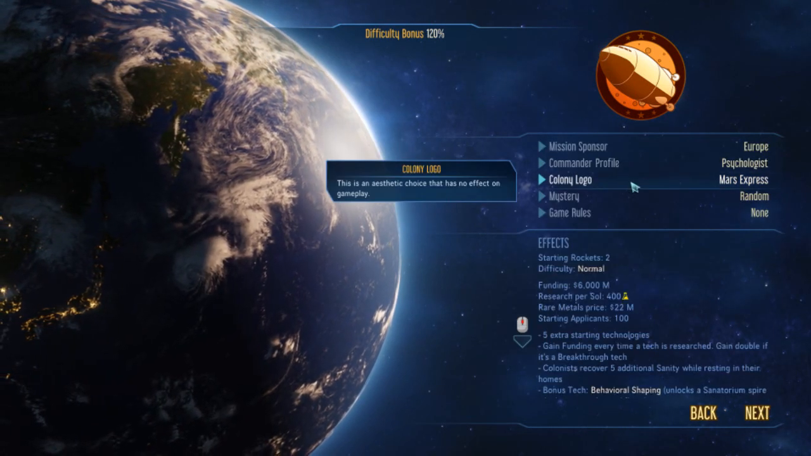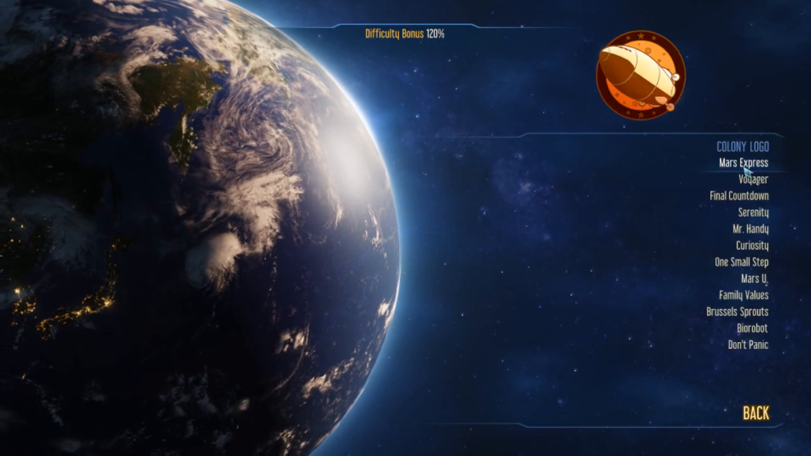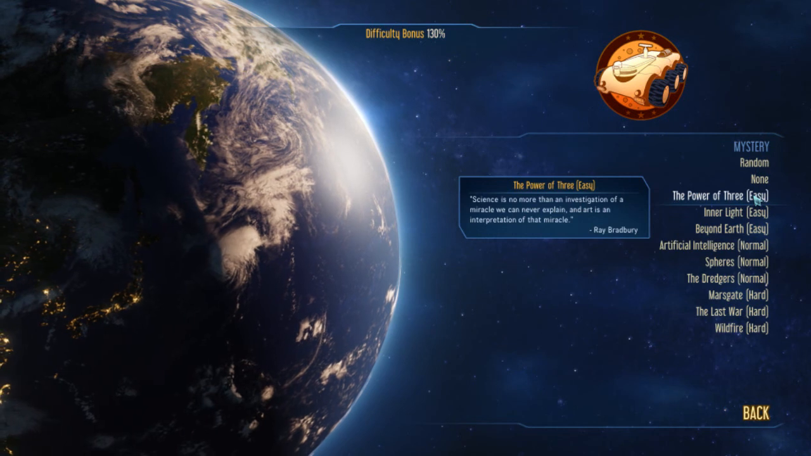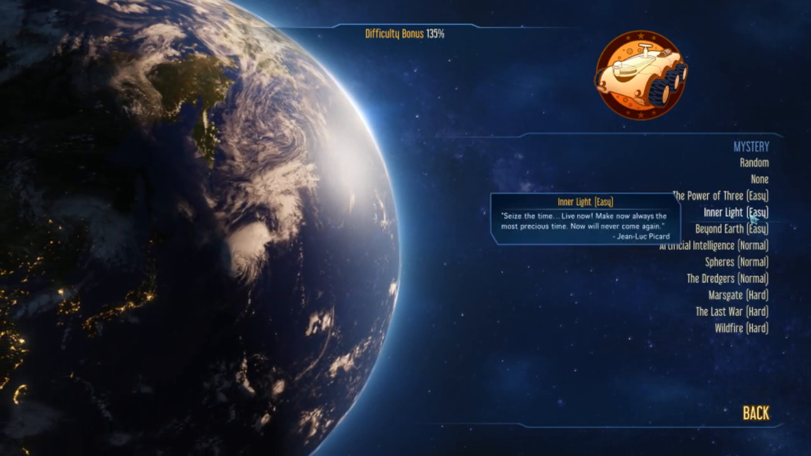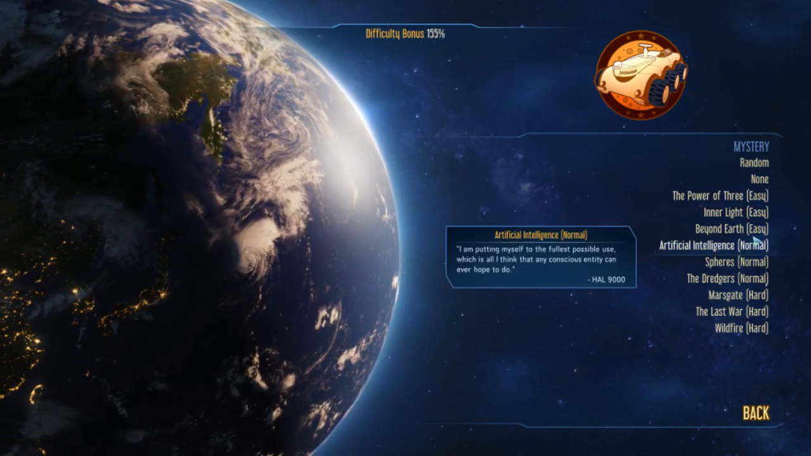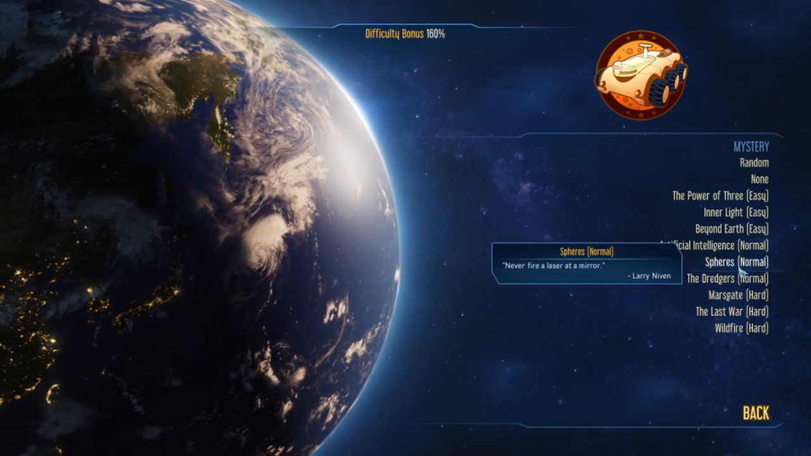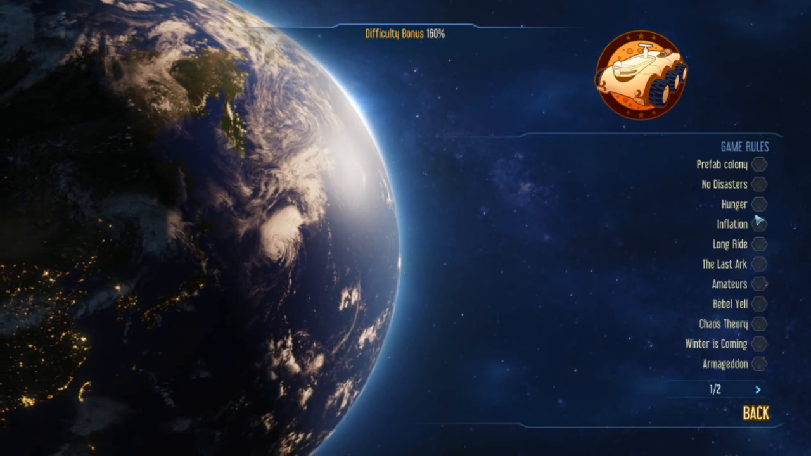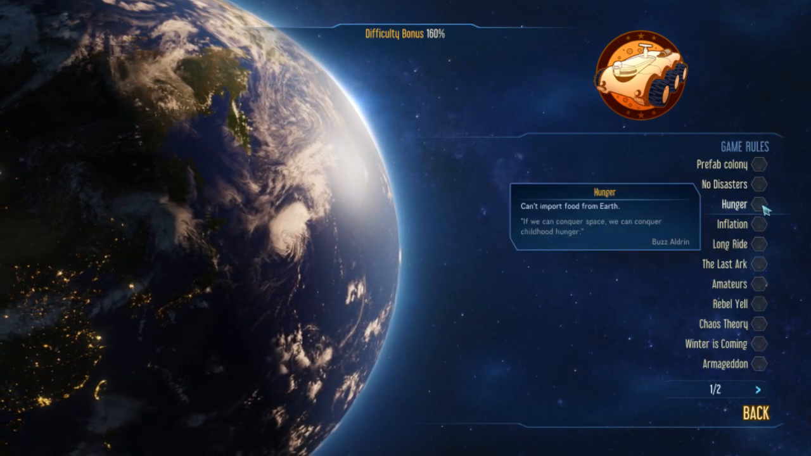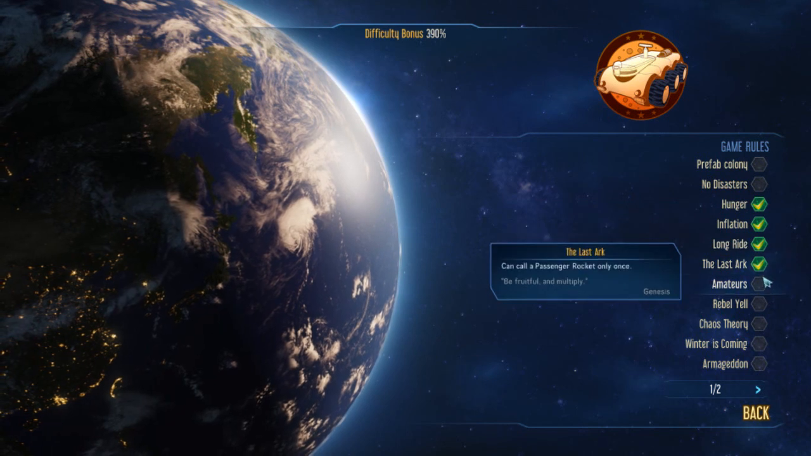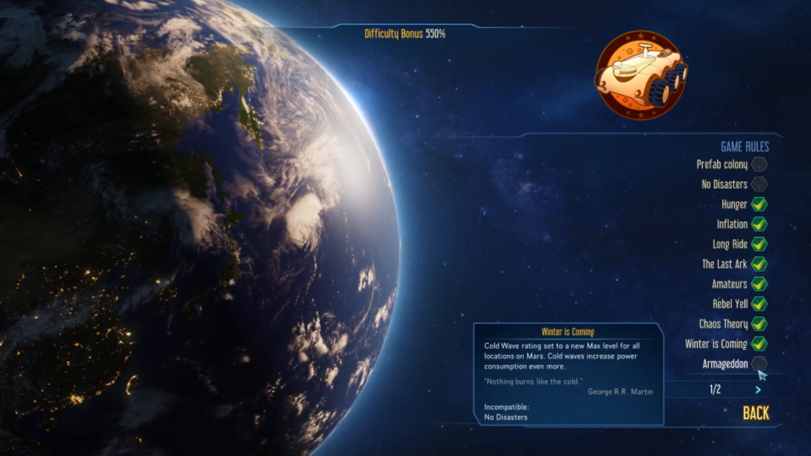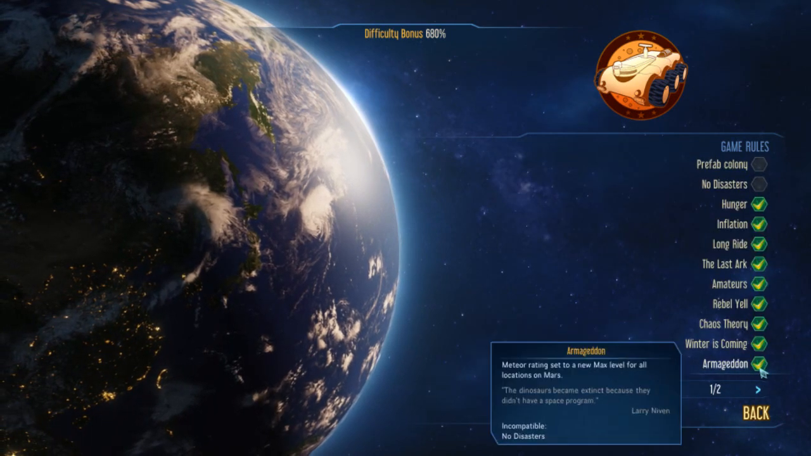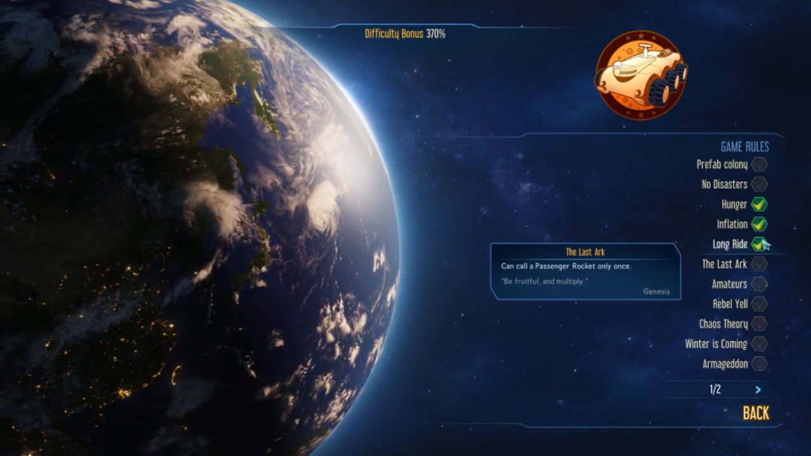Those are the different commander profiles. I selected the Psychologist, but it doesn't really matter. You can select whatever colony logo you want. It doesn't matter too much here. For Mystery, I recommend not putting it on random. Generally speaking, just pick whichever one sounds interesting, but I want to know what I'm going to get into here. I'm going to pick Spheres for this one. Game rules, this is primarily if you want to increase the difficulty of your game for one reason or another, or if you want to add in specific scenario type events to your game there.